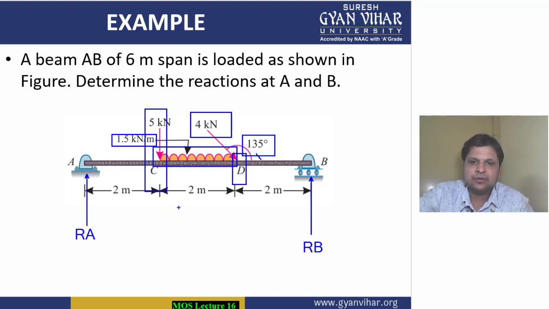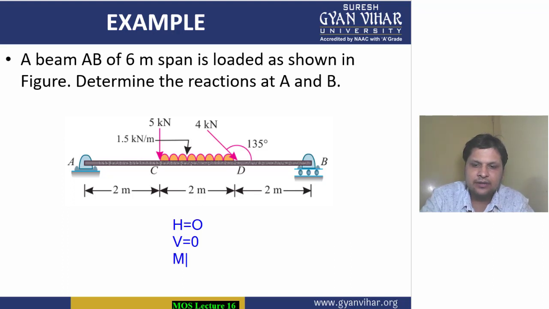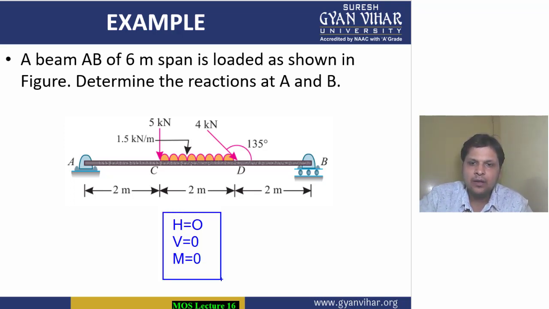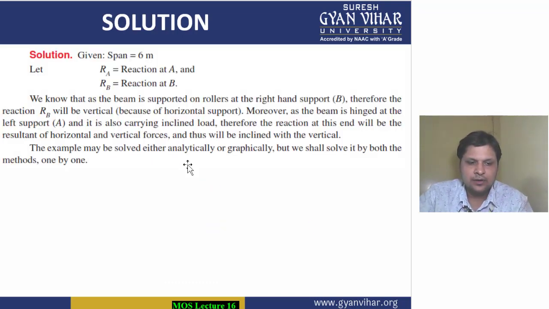We will use the three conditions of equilibrium. We all know the three conditions of equilibrium: first, the summation of all horizontal forces is equal to 0; second, the summation of all vertical forces is equal to 0; and third, the moment about any point, for example point A, is equal to 0. We will use these three conditions to calculate the reactions at A and B. So let's move into the calculation now. First of all, as we have mentioned, RA and RB are the reactions at A and B.